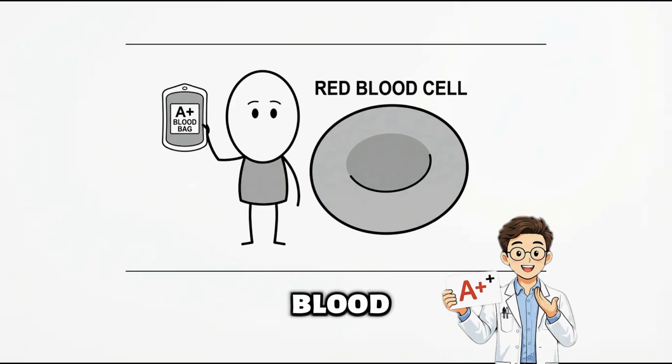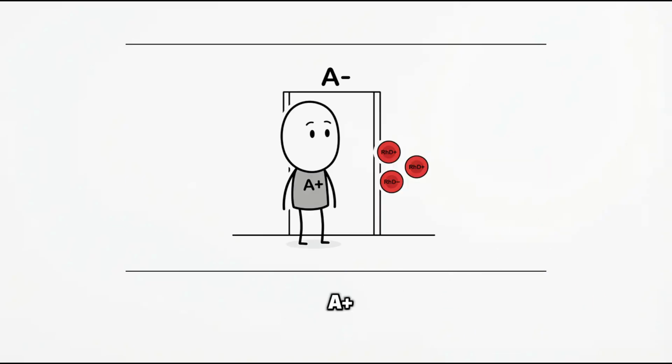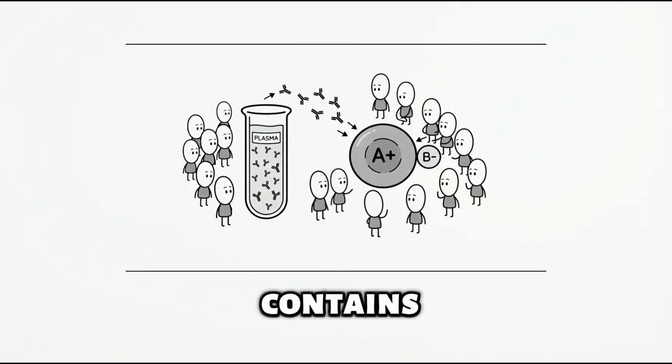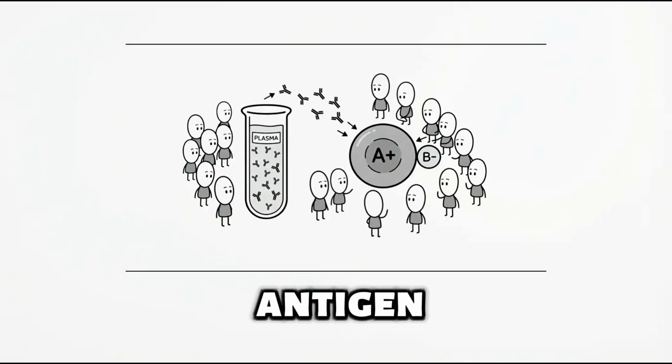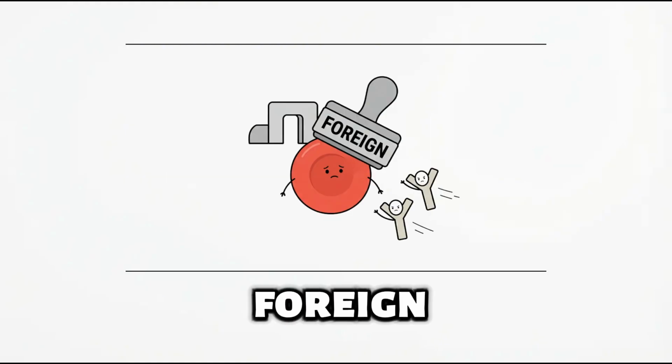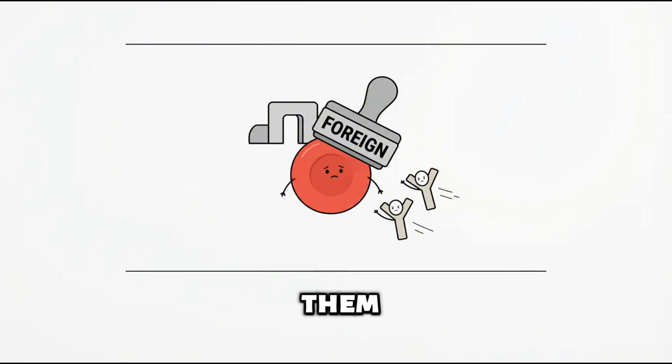1. A positive blood, A plus. A plus is like a door marked with the letter A that can still open for red blood cells, both with and without the RhD marker. The red blood cells of a person with A plus blood carry the A antigen and the RhD antigen. Their plasma usually contains antibodies against the B antigen. This means that if the body is exposed to incompatible red blood cells carrying the B antigen, the immune system may identify them as foreign and launch a reaction against them.